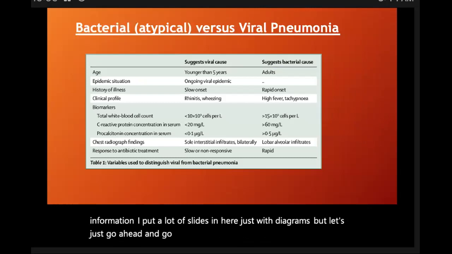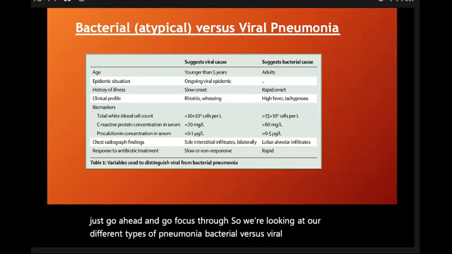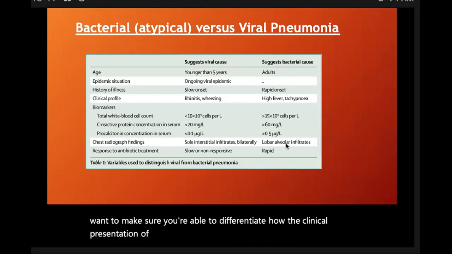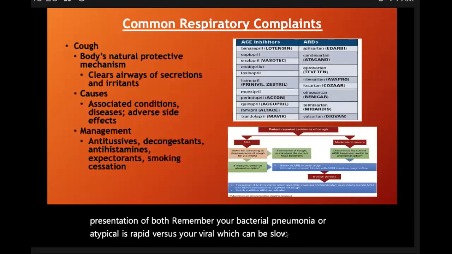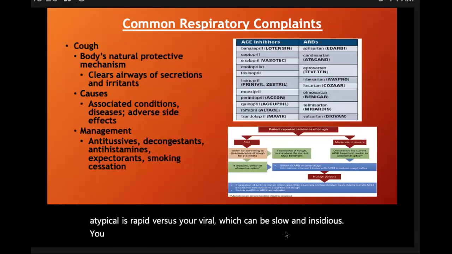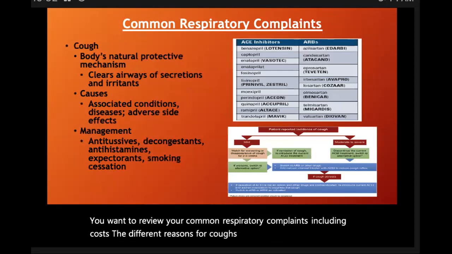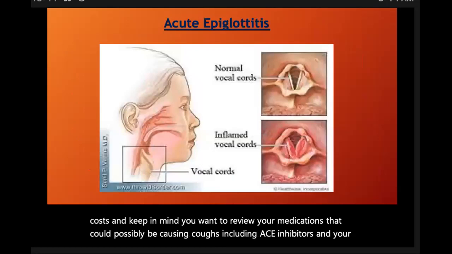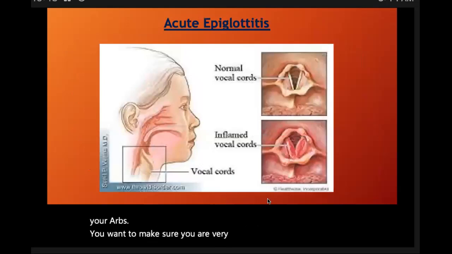So we're looking at our different types of pneumonia, bacterial versus viral pneumonia. You want to make sure you're able to differentiate the clinical presentation of both. Remember, your bacterial or atypical pneumonia is rapid versus your viral, which can be slow and insidious. You want to review your common respiratory complaints, including coughs, the different reasons for cough, the different differentials for coughs, and keep in mind, you want to review your medications that could possibly be causing coughs, including your ACE inhibitors and your ARBs.